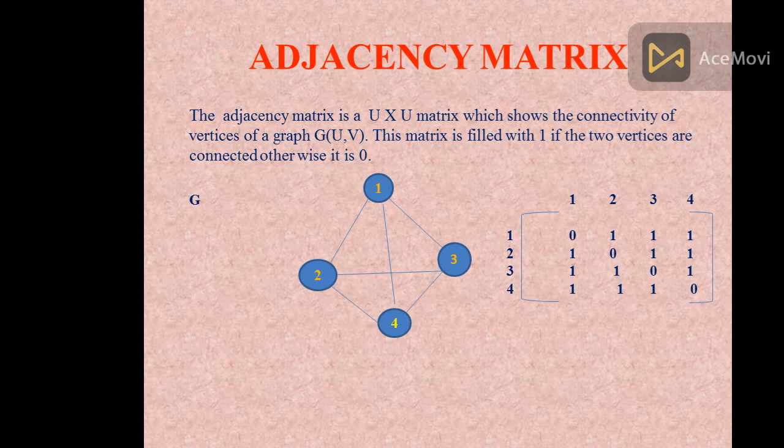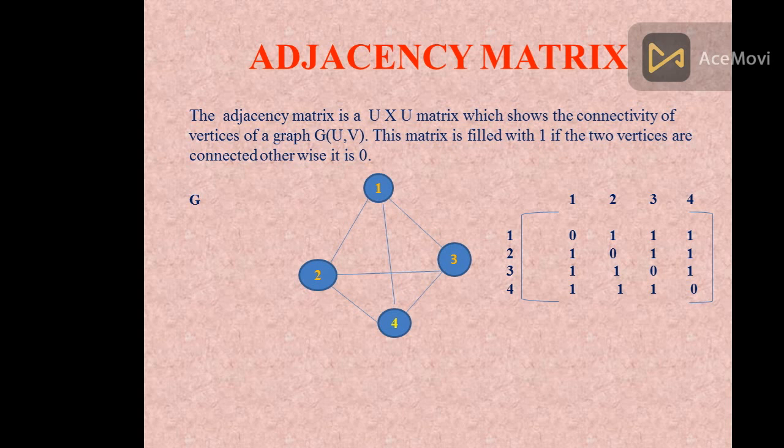The next row is 2. From 2 we will examine all the vertices. From 2 to 1, that is row 2, column 1, we have connectivity. So for row 2 and column 1 we will write 1 as entry. The next is 2, 2. 2 to 2 we don't have connectivity, so for row 2 and column 2 we will put 0.